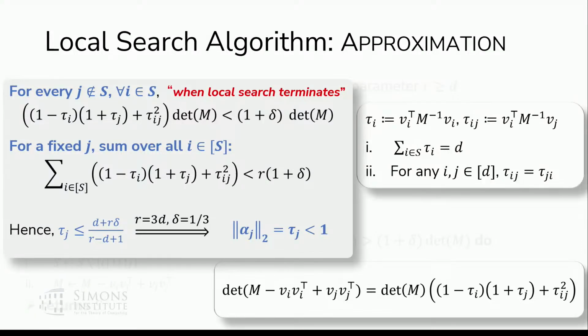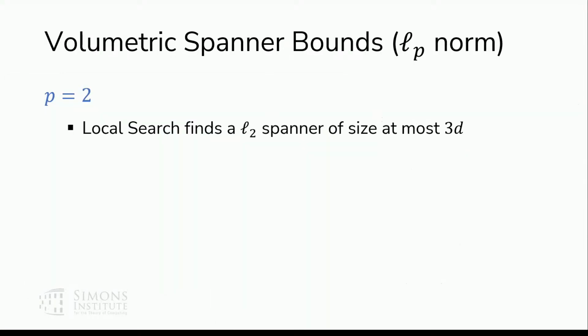We care a lot about the runtime. We shouldn't. Okay. So let's see what it gets for volumetric spanner. So I just described the algorithm for p equal 2, right? You just run the local search, and it finds an L2 spanner of size at most 3D in polynomial runtime. But that's a good point. We show also that there exists a 2D one.